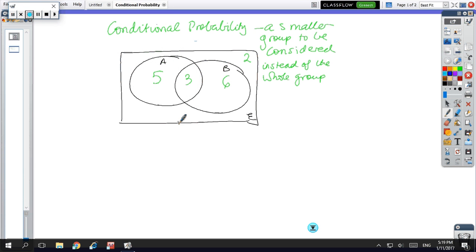Okay, so we're looking at a short video on part of probability called conditional probability. In conditional probability, you have a smaller group to be considered instead of the whole group.